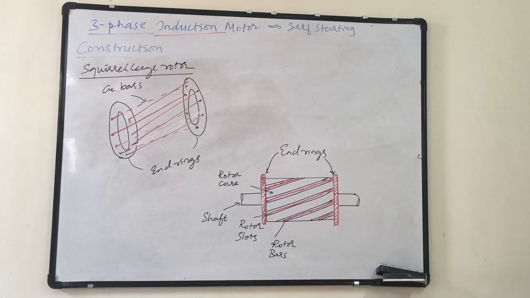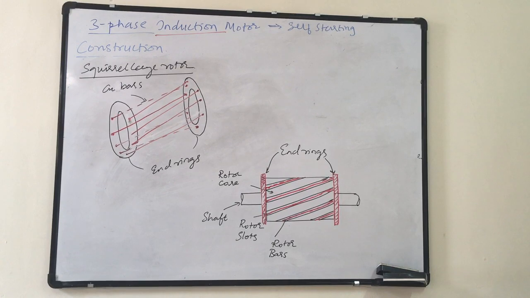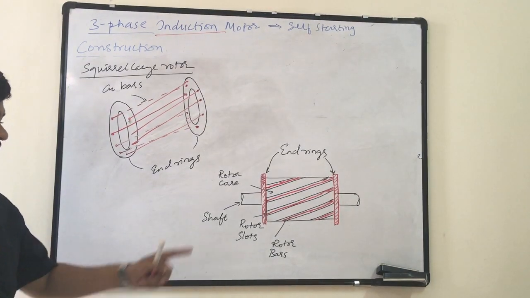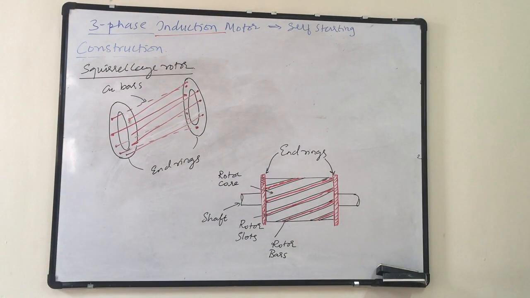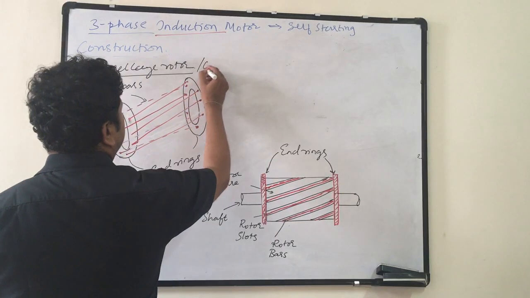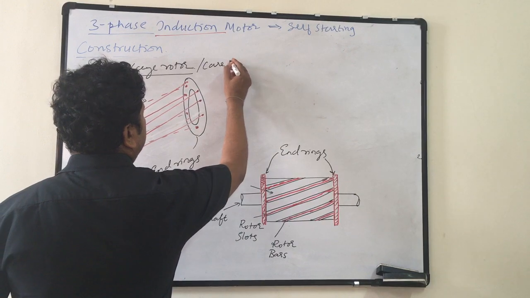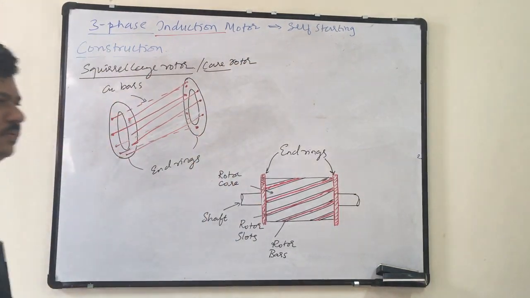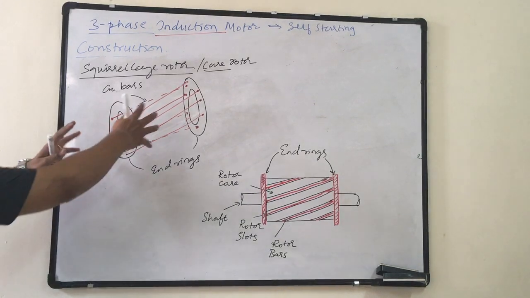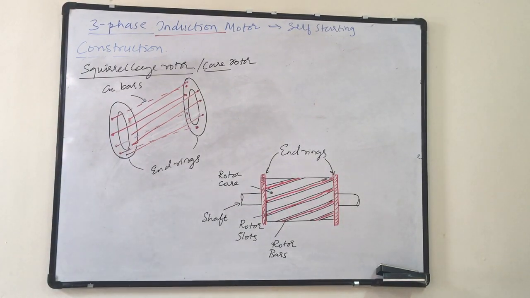So this type of rotor construction is very solid, very strong mechanically. It is mechanically very much robust. So for all heavy load applications, I will be using squirrel cage induction motor or cage motor. It is also known as cage rotor or squirrel cage. So when you see this structure, it will form a cage-like structure to hold the squirrels.